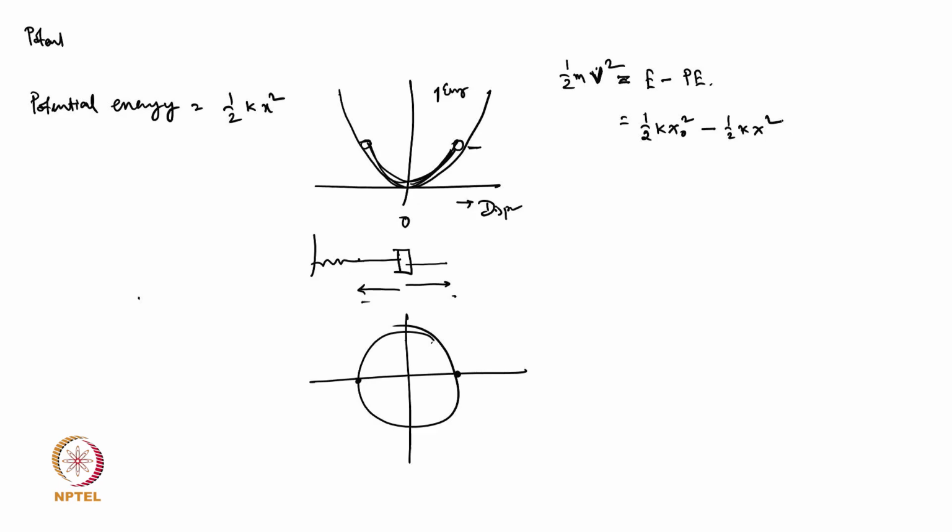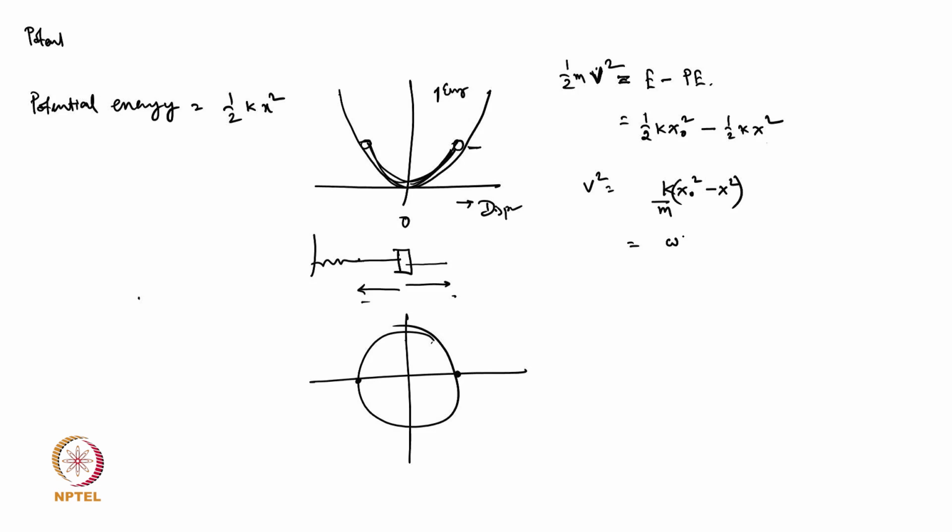Okay, please pay attention, that is x0 and this is x. So x0 is a constant value, while x is varying with time. And this will be half of m, v is... Okay, so let me just do that. So v square will be equal to k times (x0 square minus x square). I just take this common, the half is cancelled with this half, and divided by m.